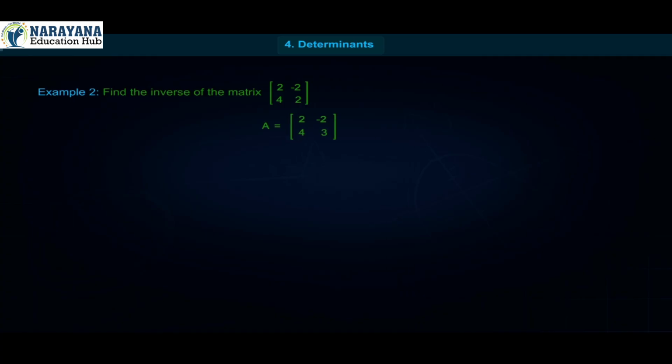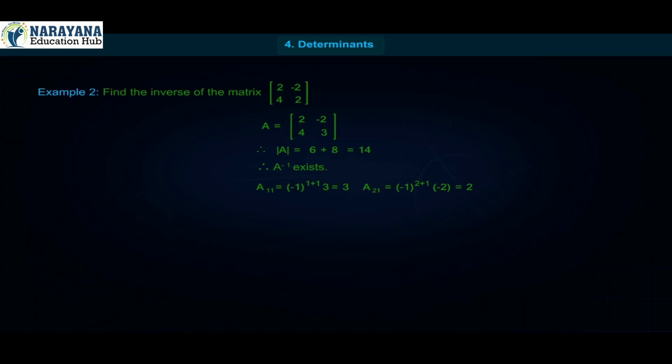Solution: A is equal to matrix [2, -2; 4, 3]. Therefore, determinant of A is equal to 6 plus 8 is equal to 14. Therefore, A inverse exists. A11 is equal to (-1) raised to 1 plus 1 into 3 is equal to 3.